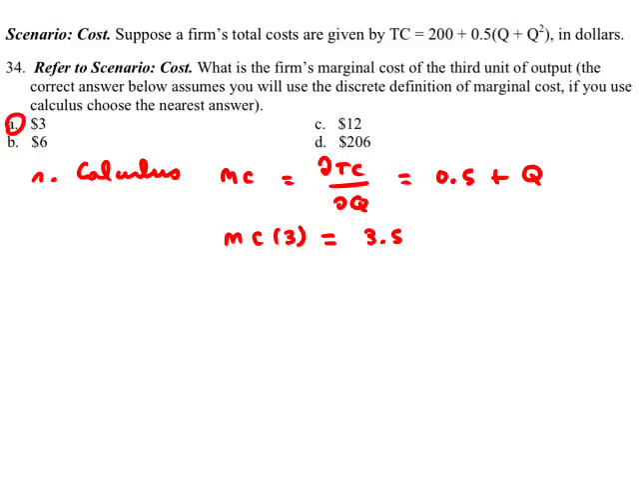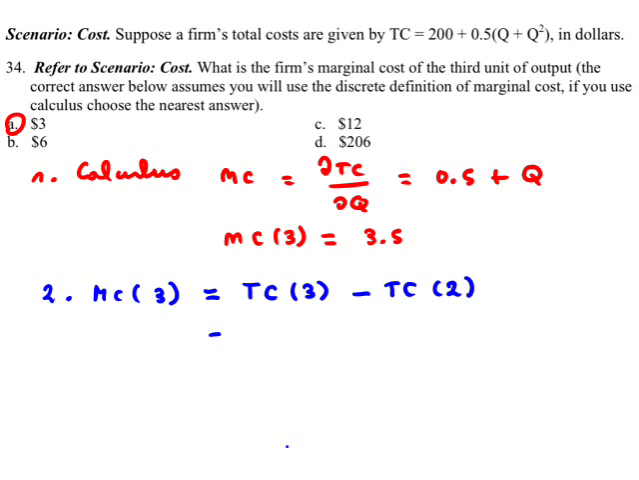Now let's use a discrete definition of the marginal cost. The marginal cost for a quantity of 3 is the additional cost when you move from a quantity of 2 to a quantity of 3. So it is total cost when you produce 3 minus total cost when you produce 2.